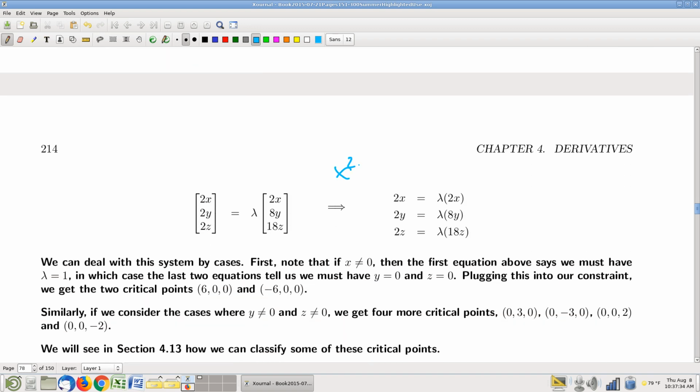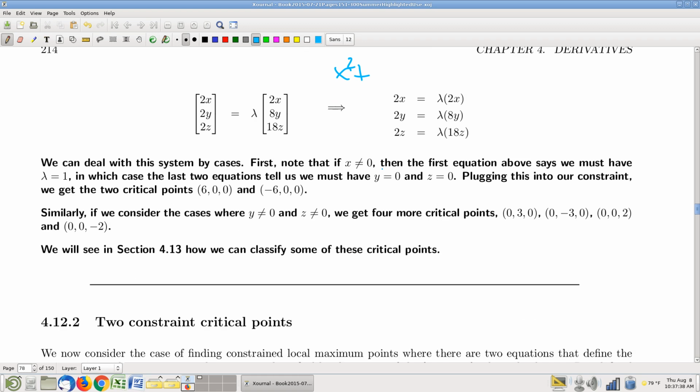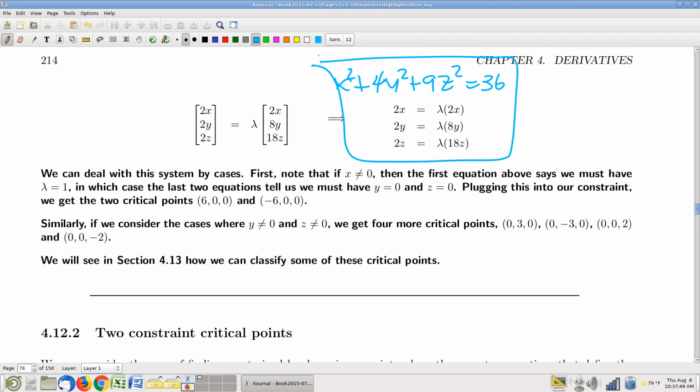It was x squared plus 4y squared plus 9z squared equals 36. So here's our four equations. It's not linear, so this could be really hard.